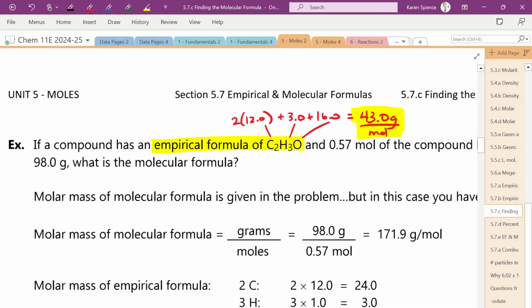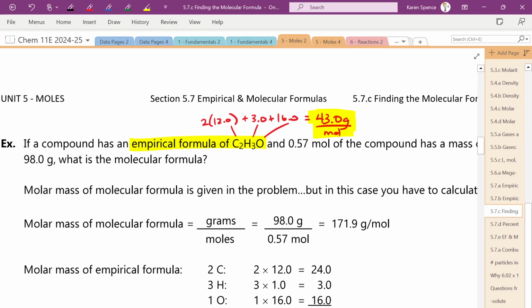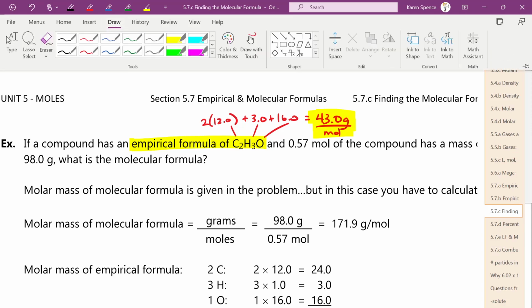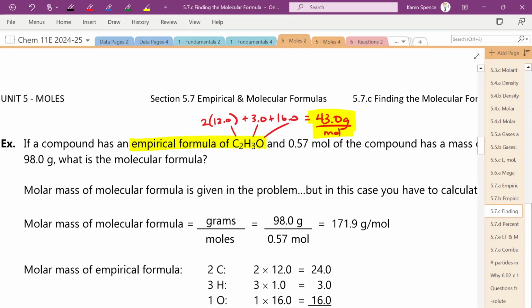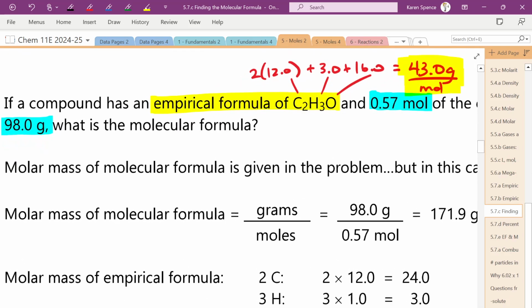How are we going to find the molar mass of the molecular formula? We are told that we have 0.75 moles, and that has a mass of 98.0 grams. Molar mass is equal to what?